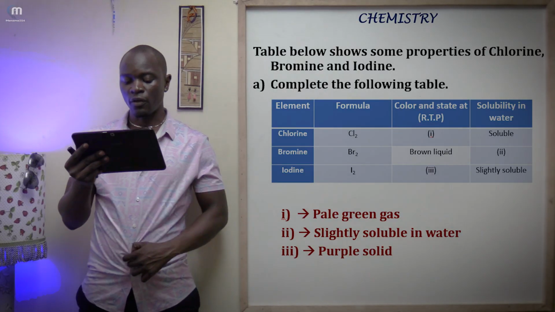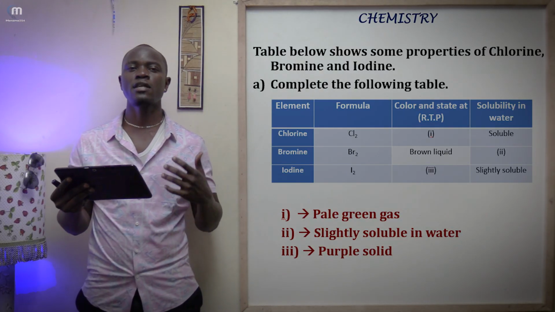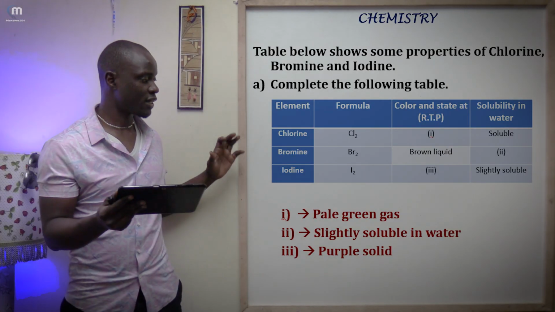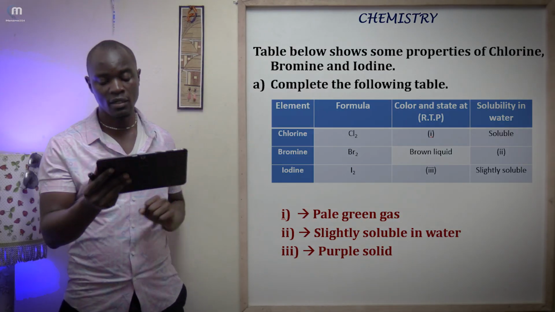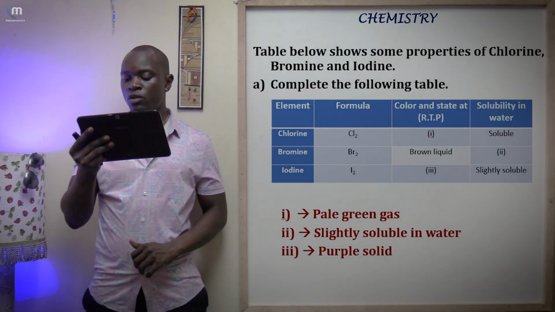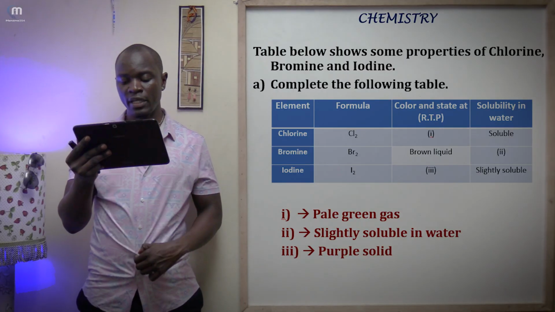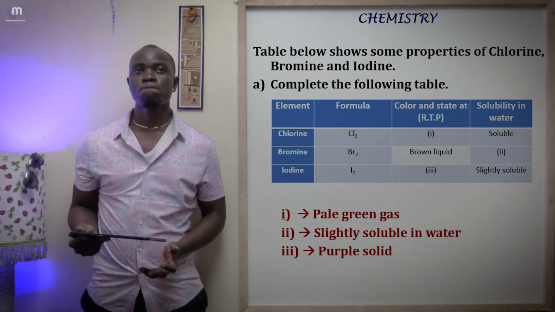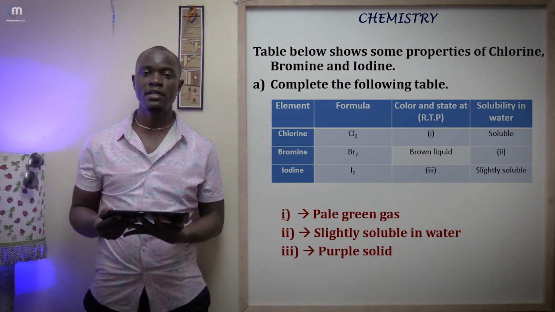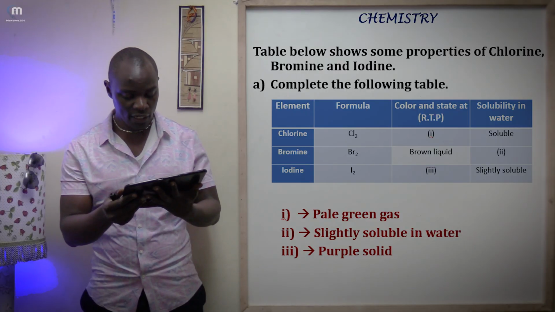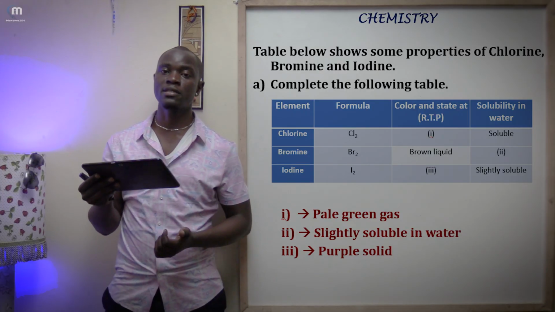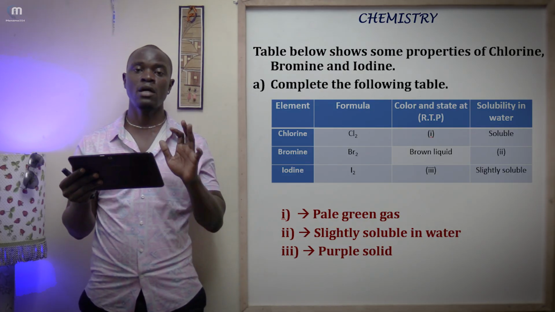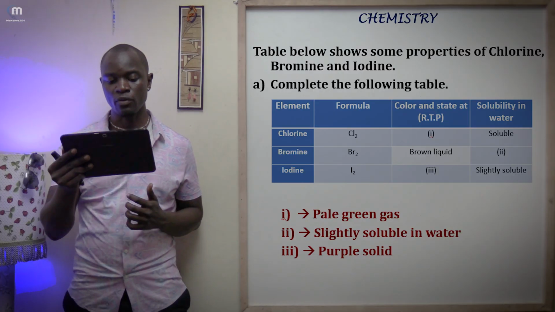The color of chlorine is a pale green gas. So for chlorine, Roman 1 is pale green, because chlorine is always a pale green gas. For bromine, we are being told to answer solubility in water. Bromine is always slightly soluble in water. It is liquid bromine. Bromine is a liquid. It is slightly soluble in water. Then finally, iodine, we have to answer the color and the state. So iodine is a purple solid. That is the iodine which has not been dissolved in water. It is a purple solid.